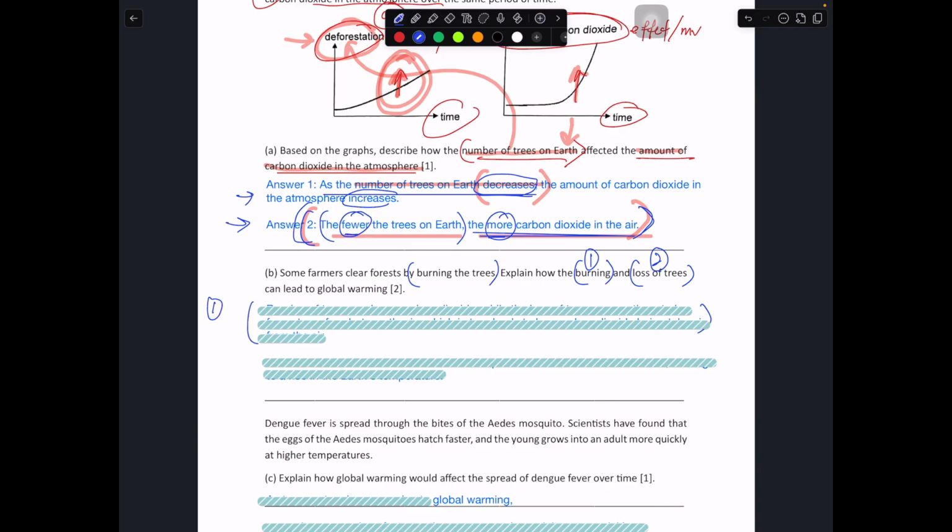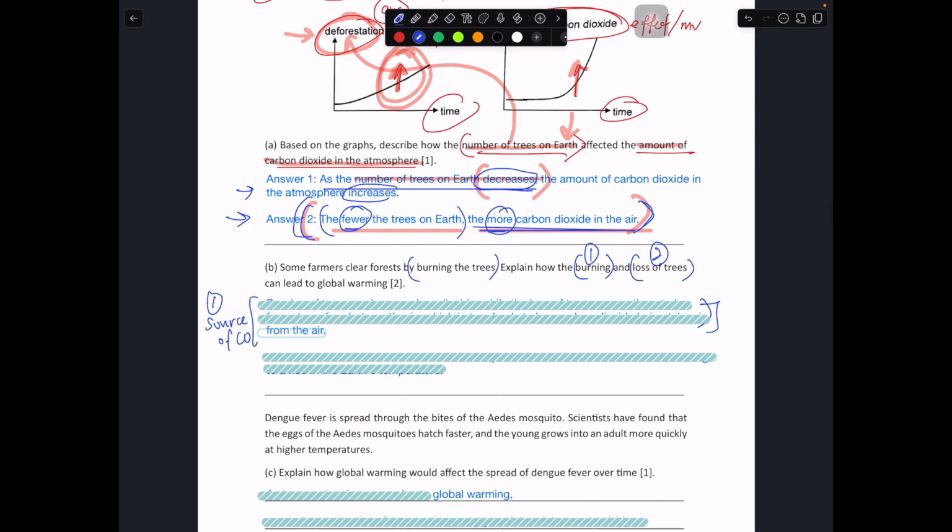So the first point is really talking about the source of carbon dioxide. For the first part, it is talking about the source of carbon dioxide. What does it do to the carbon dioxide when you burn and cut down trees? Then the second part is to link carbon dioxide to global warming. Okay, on this portion, so number 1 is you can write it in this manner.